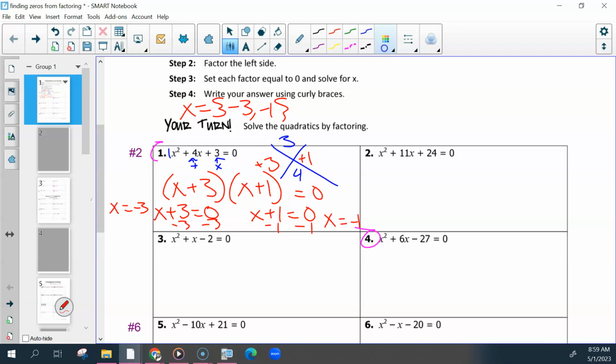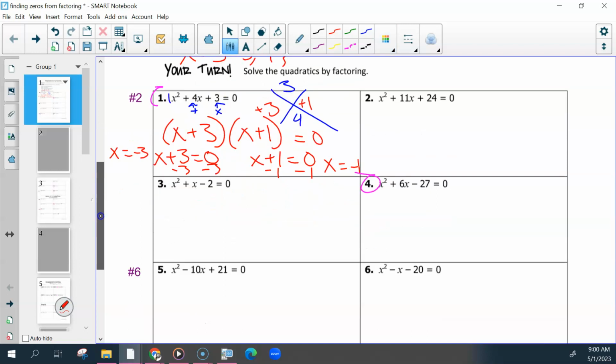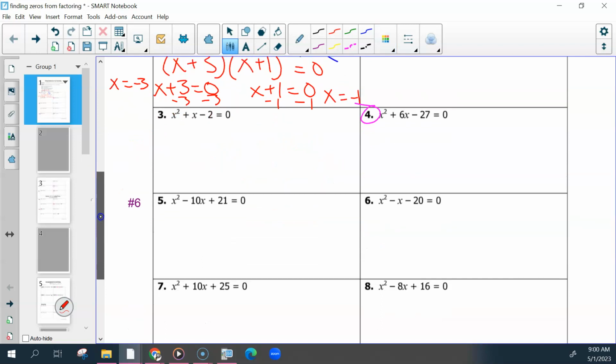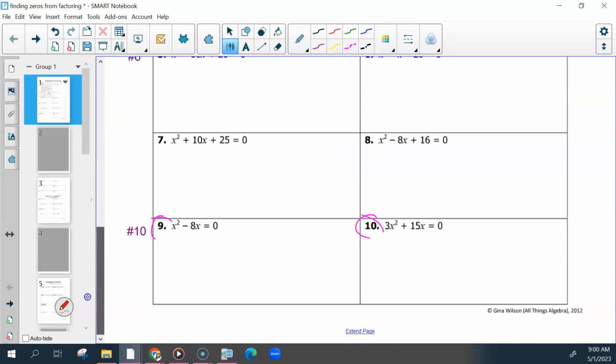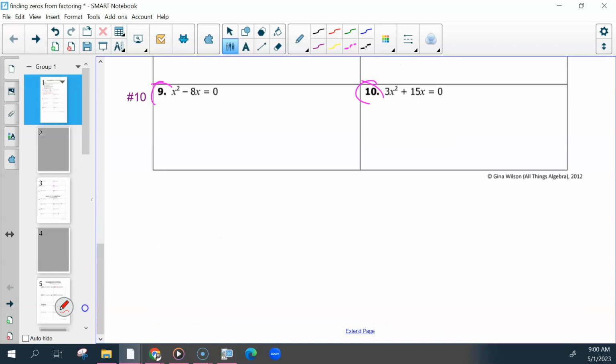What questions do we have on that? We're going to move on to another type of example, and then we'll go back and do any others you wanted to see.